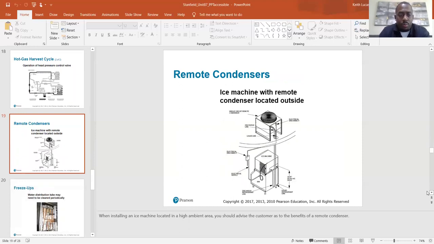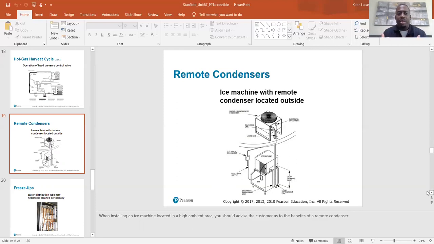Remote condensers. When installing an ice machine located in a high ambient area, you should advise the customer as to the benefits of a remote condenser, because the condenser needs to be outside. Remote condensers are more efficient because they're outside in the ambient air, because the condenser is where you want to remove heat.